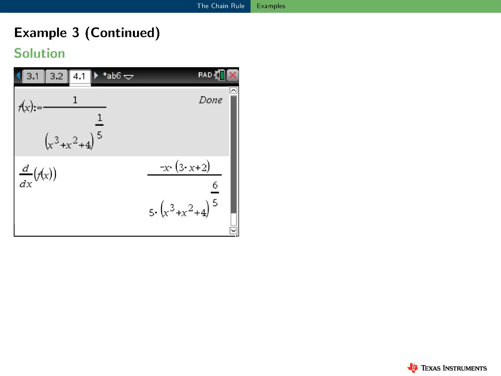I wanted to show you a technology solution to this problem also. The TI-Nspire can actually find the symbolic derivative of this function f. So here I defined the function f, and then I used the derivative template to find f prime of x. Now the answer presented isn't in the exact form that I have on the previous slide, but nevertheless that's the symbolic derivative of f.